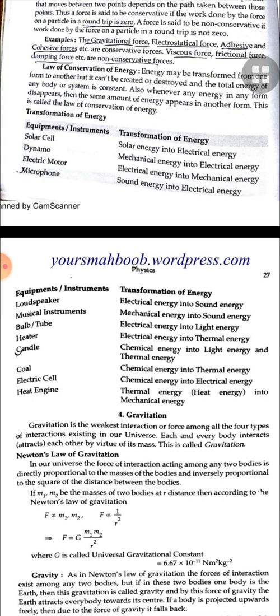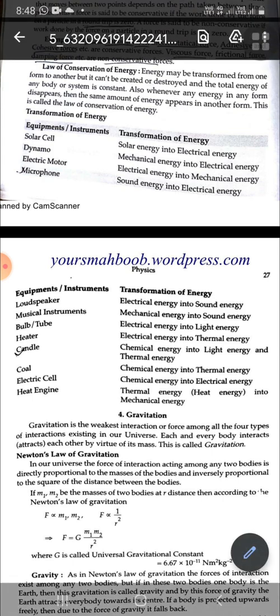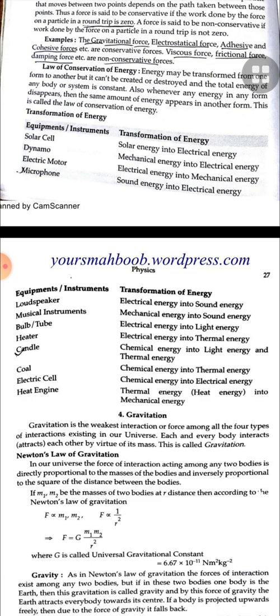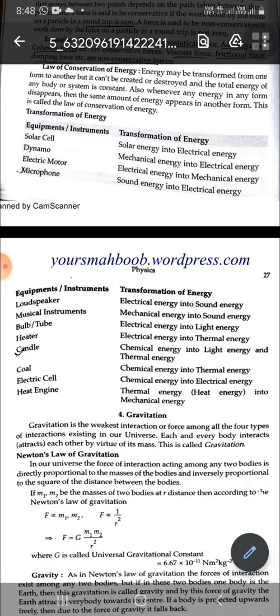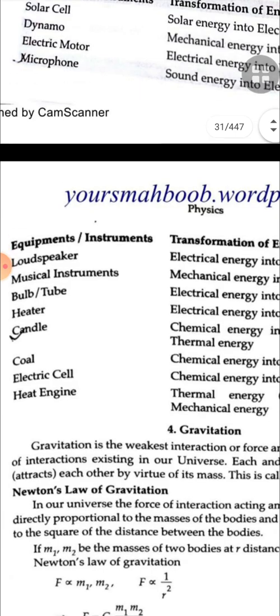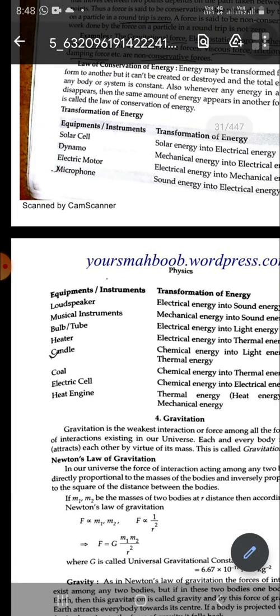Newton's law of gravitation. In our universe, the force of interaction acting between two bodies is directly proportional to the product of their masses and inversely proportional to the square of the distance between the bodies. It means if m1 and m2 are the masses of the two bodies at a distance r, then the force is directly proportional to the product of m1 and m2 and inversely proportional to the square of the distance between the two masses. So F is equal to G m1 m2 by r square. The value of G is 6.67 into 10 to the power minus 11 newton meter square per kg square.